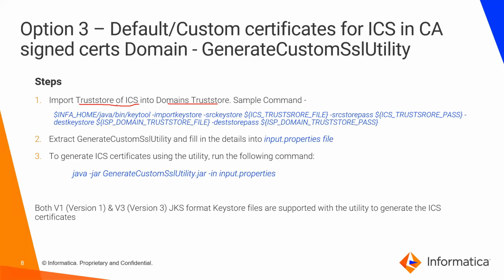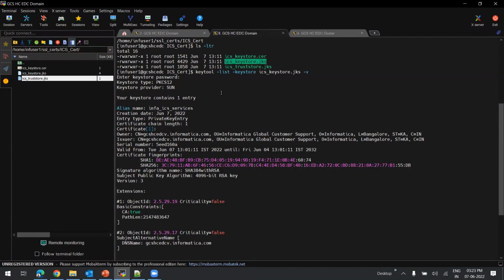And once we have imported the Truststore, then we can provide that detail into the input.properties file, which we'll be getting after extracting the GenerateCustomSSL utility. And after filling this input.property file, we can run this command to generate the required certificates. So this was the Keystore file which we just checked, which we are going to use for the ICS.